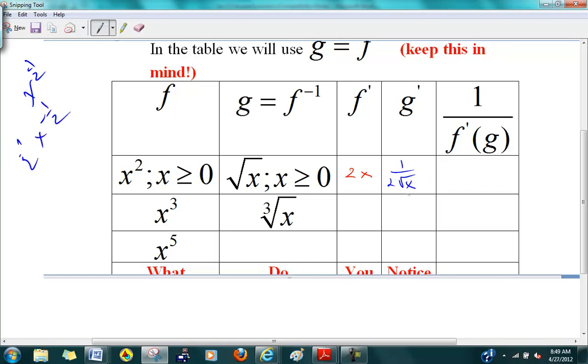Isn't that the same thing as that? That's what I have. Except I took the negative exponent out. Yeah, you did. Okay? All right. Then do the last column.